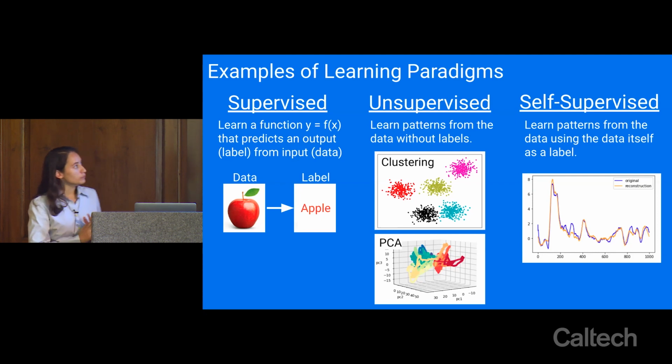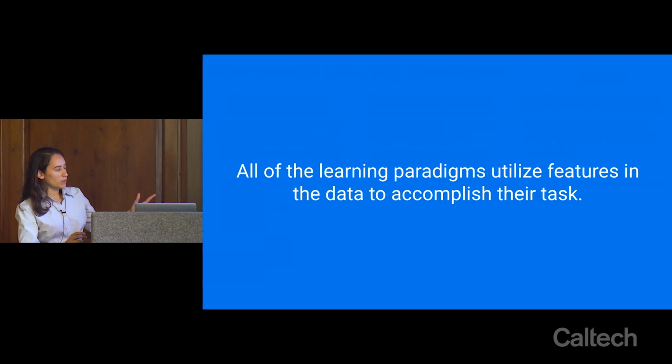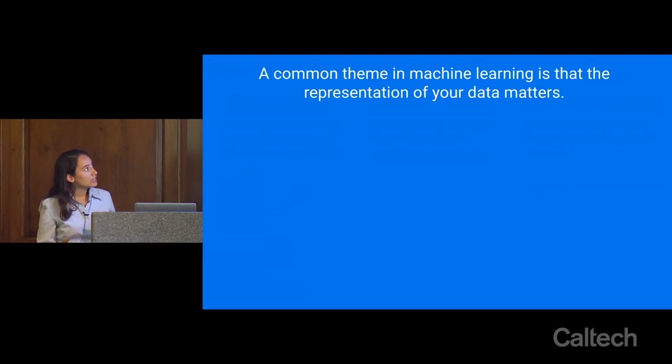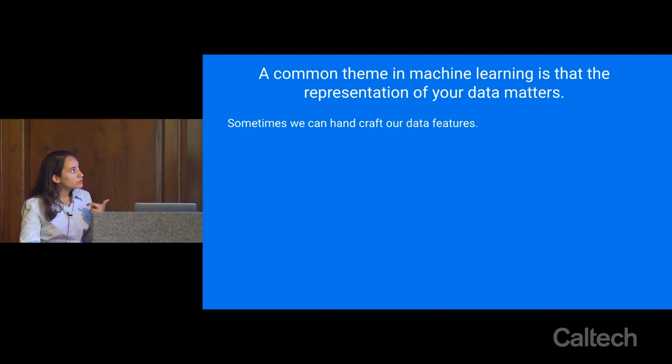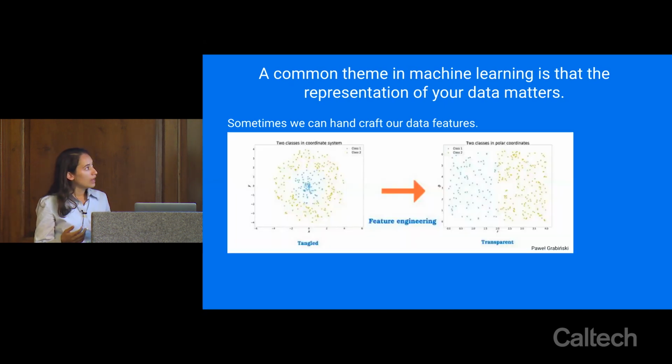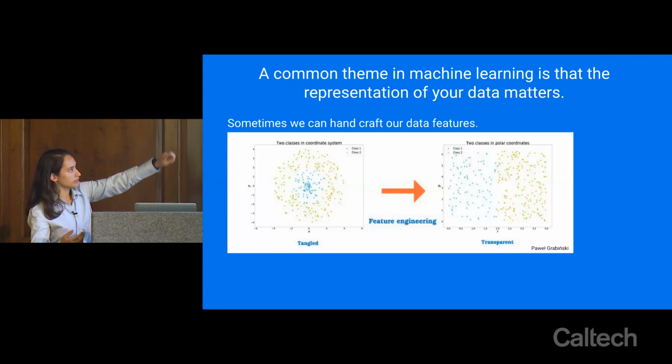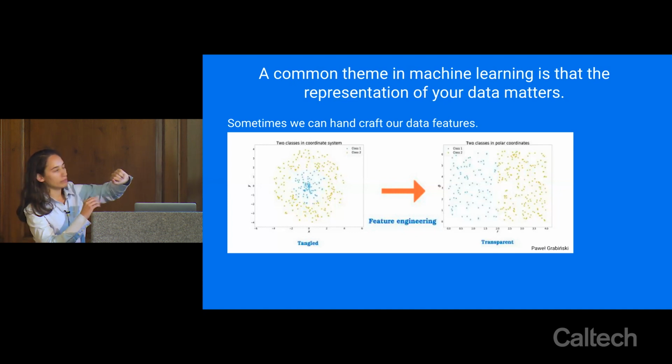All right. So all of these learning paradigms that we just went through utilize features in the data to accomplish their task. And so this idea of features is a common theme in machine learning, and that is that the representation of your data matters. And so sometimes we can actually handcraft our data features, and I'm going to give you guys an example. In the original data set, you have 2 classes. There's this outer class and then this inner class. One is kind of orange, one is blue, and there's a tangled representation.